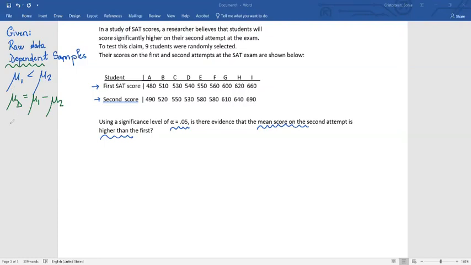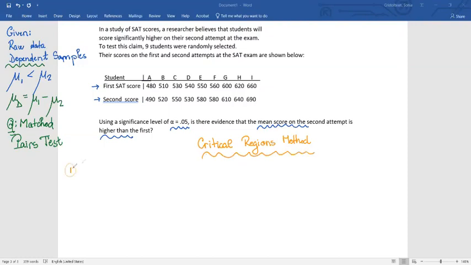And let's write down that we are doing a matched pair test. And this time we will try to do this one using the critical region method, which is also called the traditional method. So I will write down the first step, which is stating the hypotheses, H sub 0 and H sub A. I will be using the correct notations.